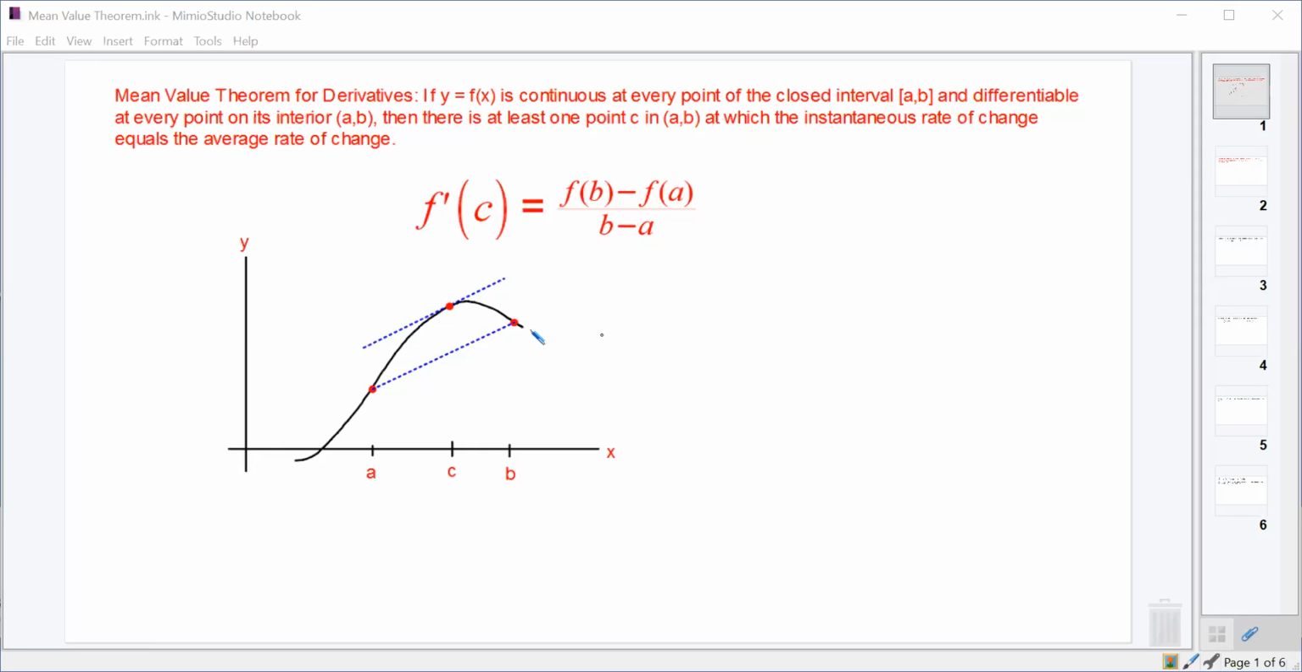So if the function is continuous and it's differentiable on an interval, there's a place somewhere on that interval where the derivative is equal to the average rate of change. So where f prime of c is equal to the slope between a and b, f of b minus f of a over b minus a. Any questions on that?